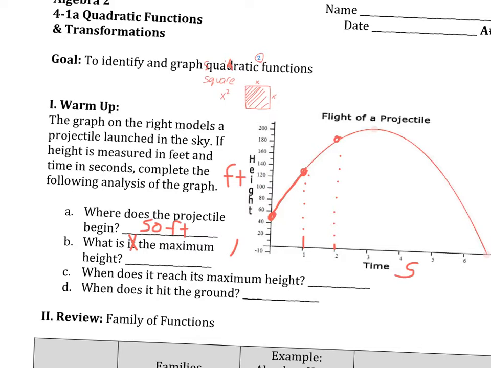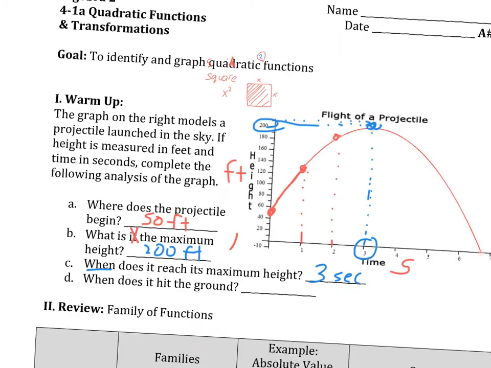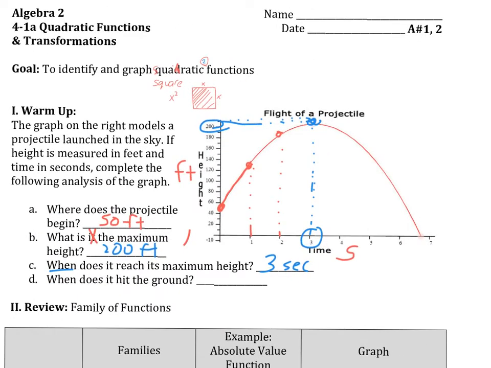Part 2. What is its maximum height? So as we see here, this is the maximum height. So we take it over to here, and clearly I'm off. So I would estimate 200 feet is the maximum height. Next, when does it reach the maximum height? At 3 seconds, which is this axis, is 3 seconds. And the last question, when does it hit the ground? When being time. And we see where on the graph it hits the ground, approximately here.